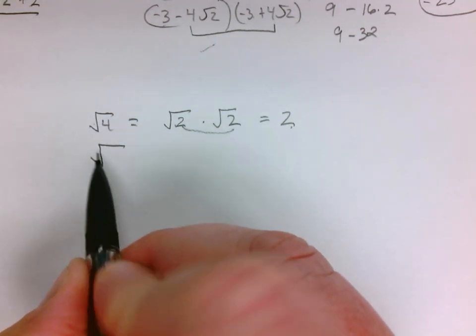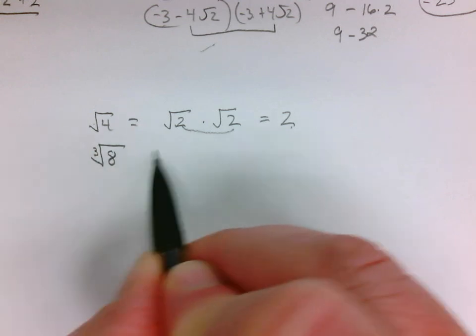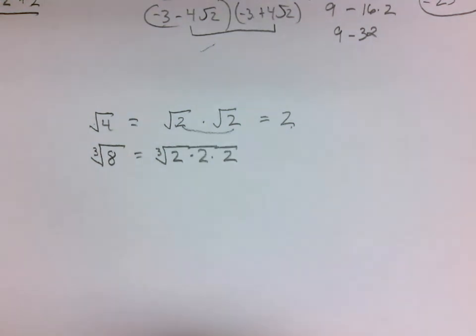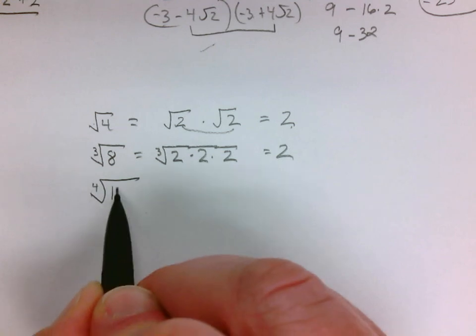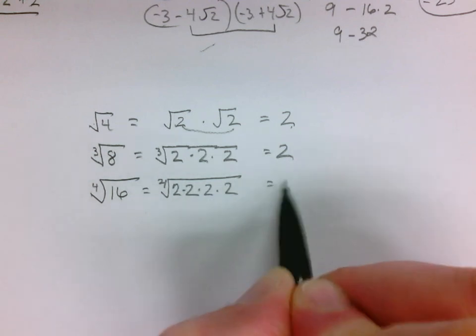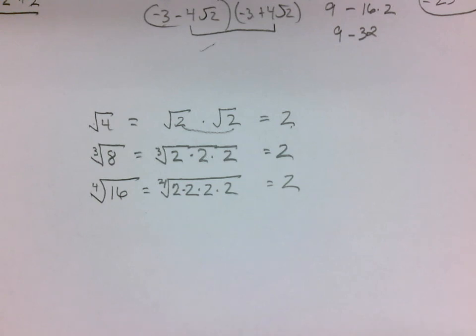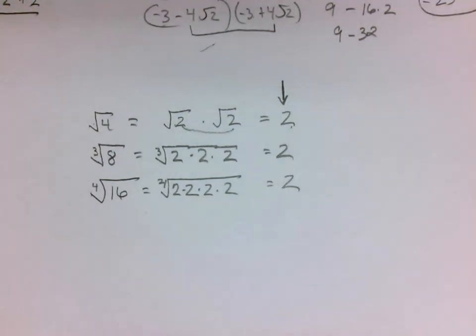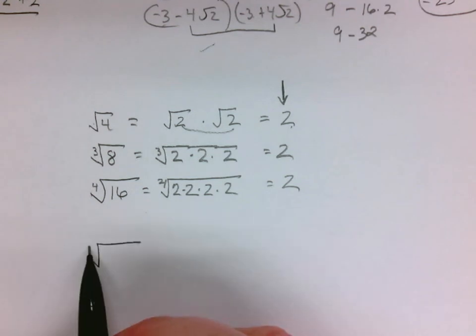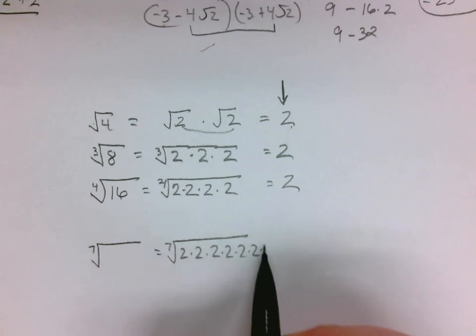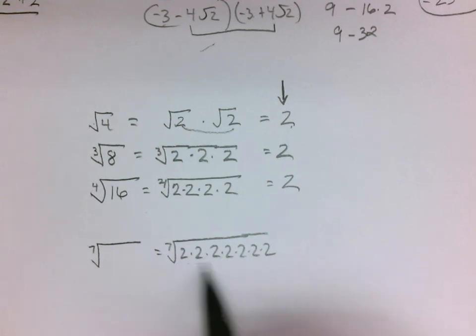If I have a cubed root, then my number changes to 8, because I need 3 of them to be a perfect cube. If we're talking about the 4th root, then I need 16, because I need 4 of them to make a perfect root. So the thing you have to remember is these are different ways to write 2. If I had the 7th root, I would need 7 2's. So I'd have 8 times 8, 64, 128.